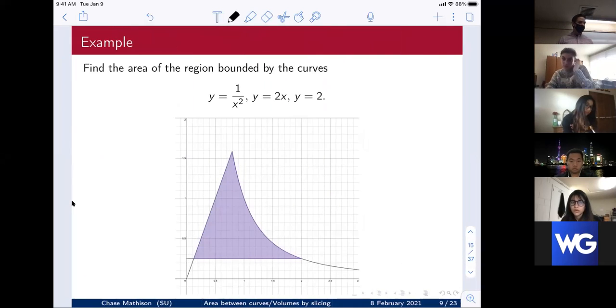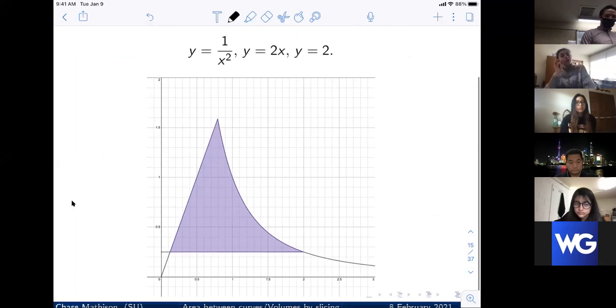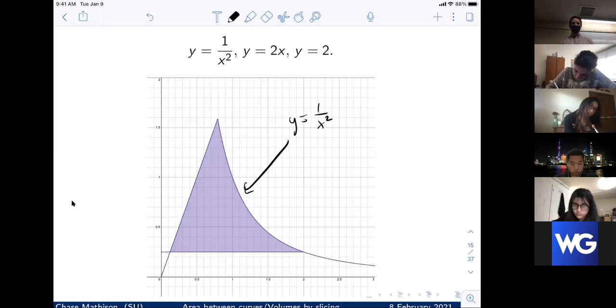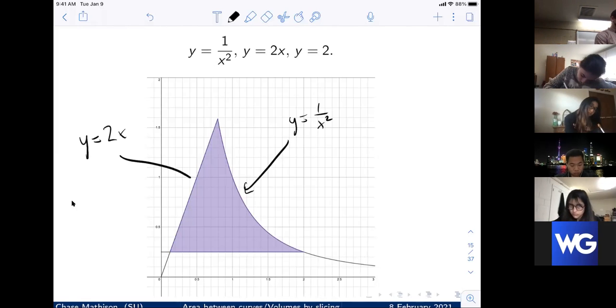Okay, so let's find the area of the region bounded by the curves y equals 1 over x squared, y equals 2x, and y equals 2. All right. So here I have a picture. I haven't labeled the curves. So what is this curve here? Very good. This is y equals 1 over x squared. Which curve is this? 2x. Very good. y equals 2x.